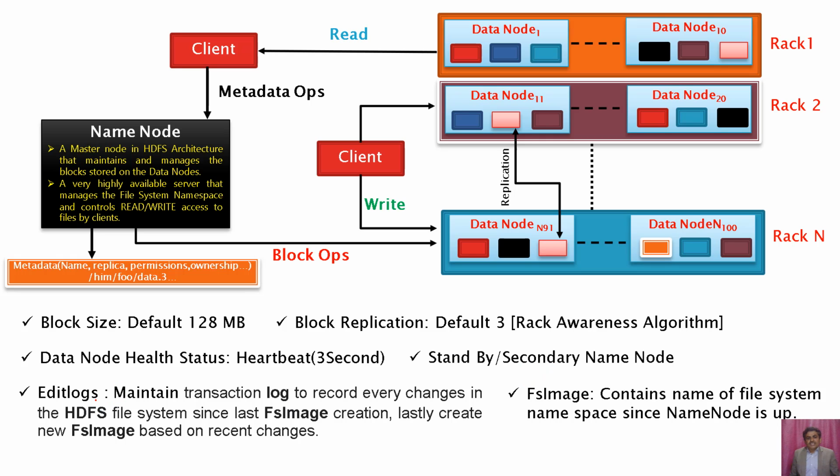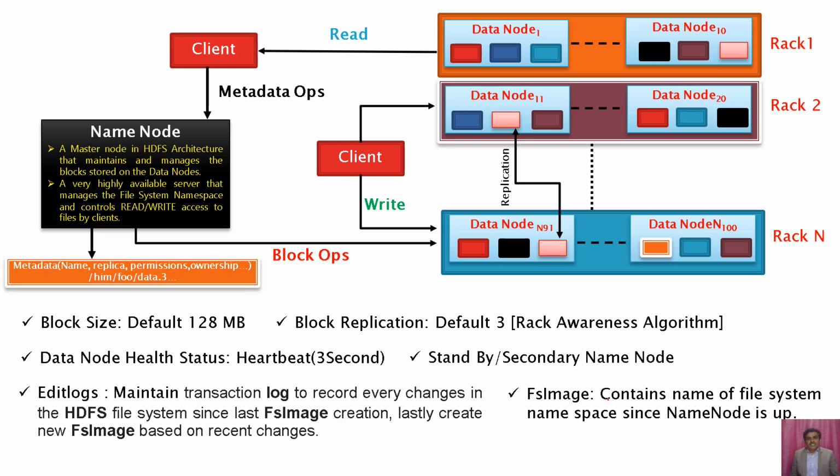As we have discussed, metadata is also stored on the name node. Metadata maintains two types of files. First is the edit logs. Edit logs maintain a transaction log to record every change in the HDFS file system since the last FS image creation. Lastly, a new image is created based on the recent image. Next is the FS image. The FS image contains the name of the file system and namespace since the name node is up.